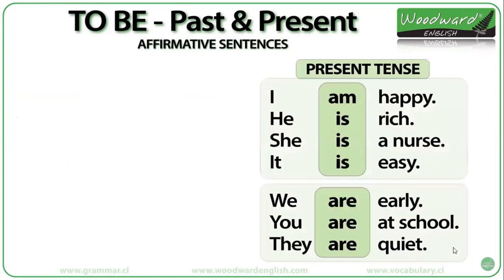Let's quickly look at to be in the simple present tense. I am happy. He is rich. She is a nurse. It is easy. We are early. You are at school. They are quiet.